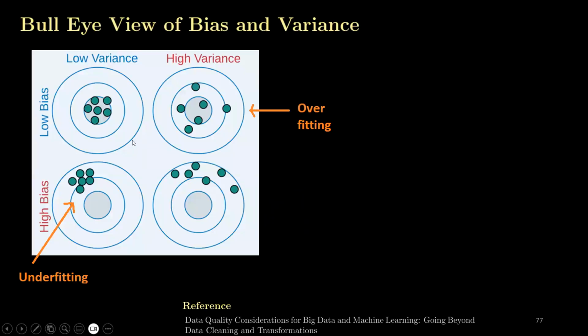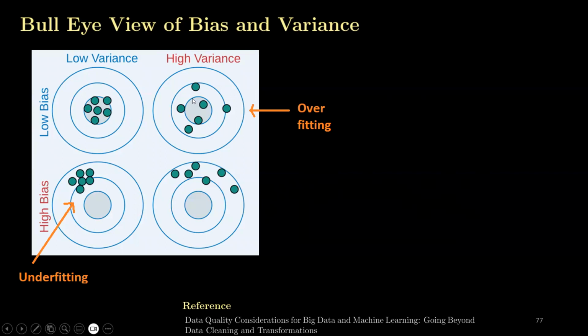So this is the bull's-eye view of bias and variance. So we may have 4 kinds of models. This is called a low bias and a low variance. So here we have the bias values on the vertical axis and the variance values on the horizontal axis. So this is an ideal situation where the model has low bias and low variance, but it is very difficult to achieve this kind of model. We have to compromise on one of the values.